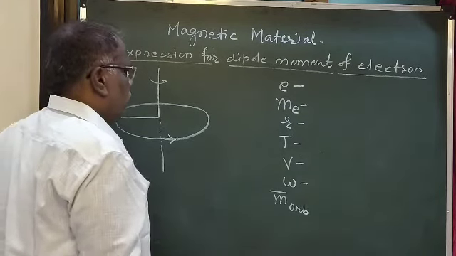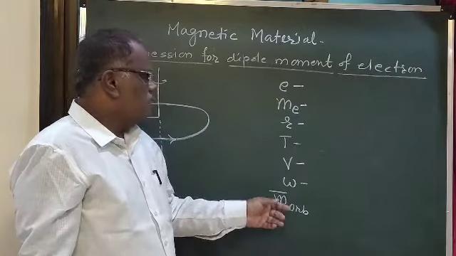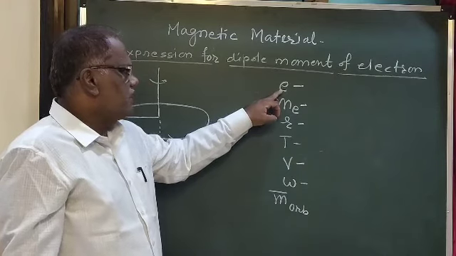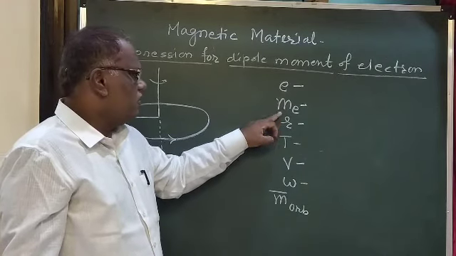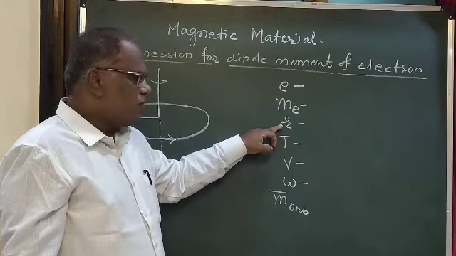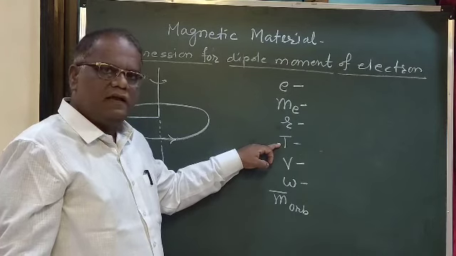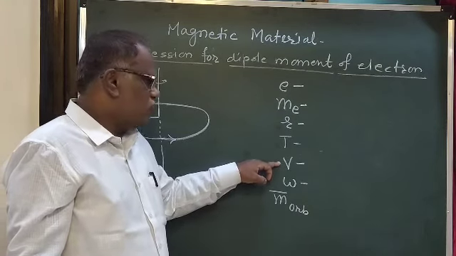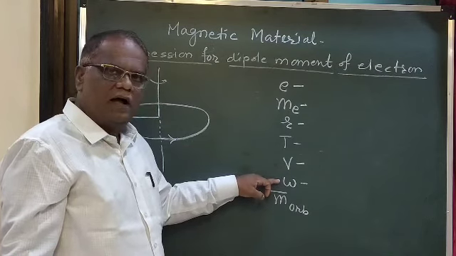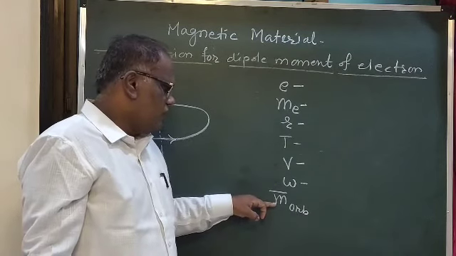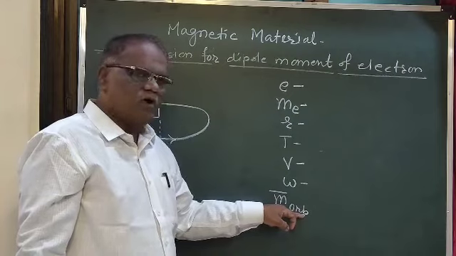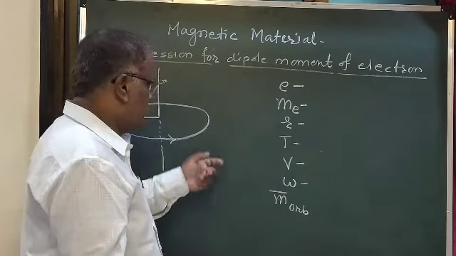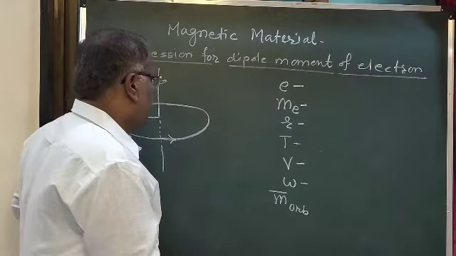Now let us write down these notations: charge on electron, mass of electron, r radius of orbit of electron, T time period of electron, v linear velocity of electron, omega angular velocity of electron, and m orbital, that is dipole moment of electron due to the orbital motion.